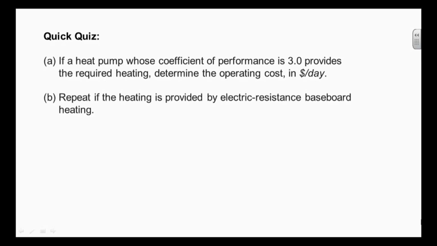Quick quiz. Part A. If a heat pump whose coefficient of performance is 3.0 provides the required heating, determine the operating cost in dollars per day. And in Part B, repeat the cost analysis if the heating is provided by electric resistance baseboard heating. You may want to pause the video at this point to answer those questions.